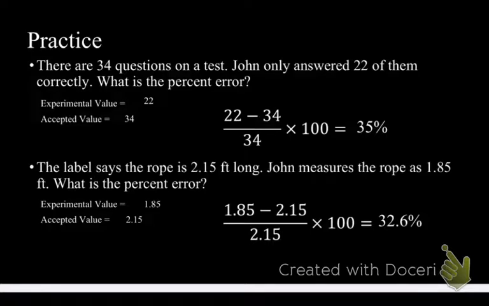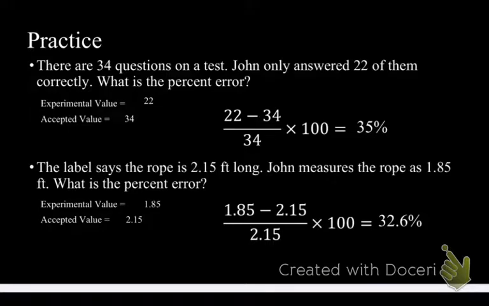Next example says, the label says a rope is 2.15 feet long. John measures the rope as 1.85 feet. What is the percent error? So what John measures is his experimental value. So this would be 1.85. The true value of the rope is 2.15 feet. So we're going to do the experimental value minus the accepted value divided by the accepted value times 100.